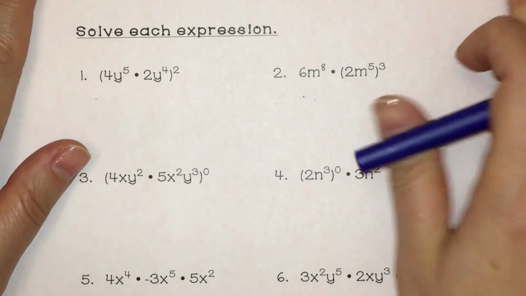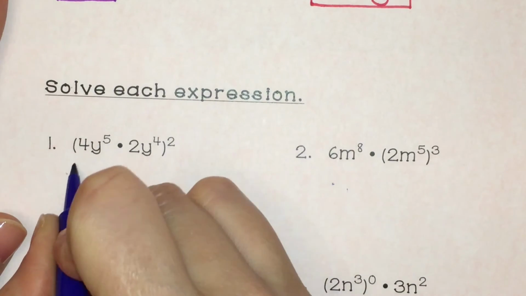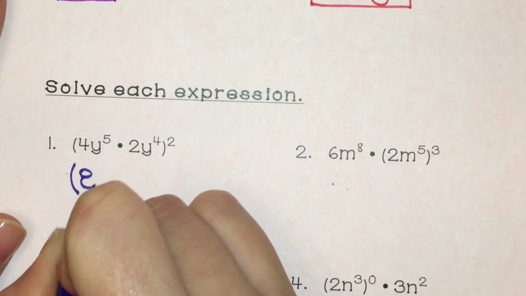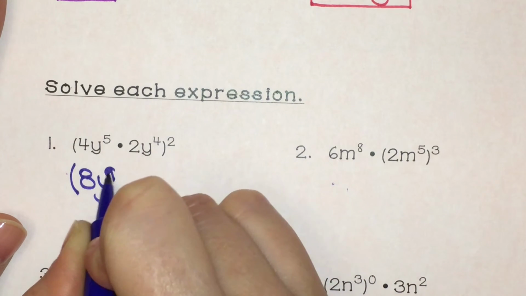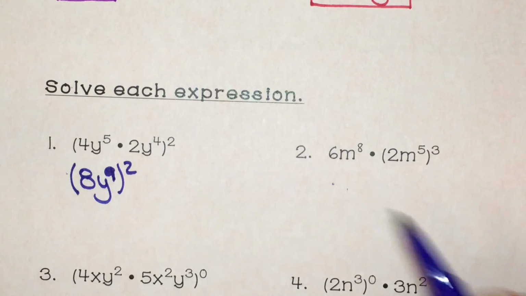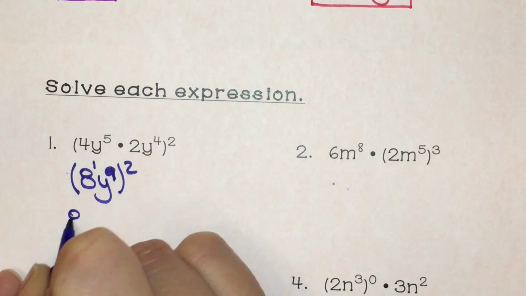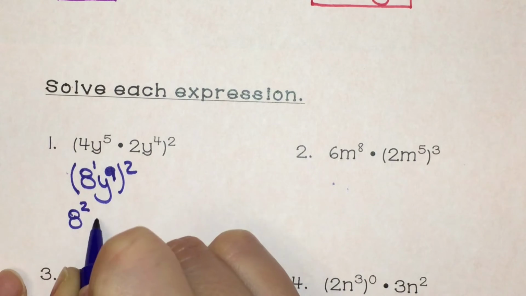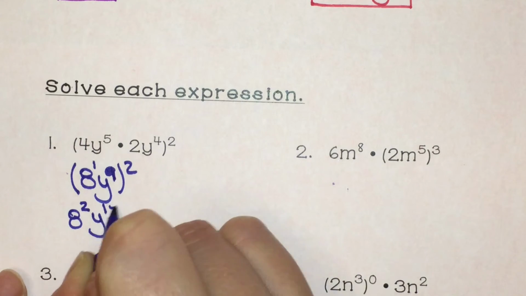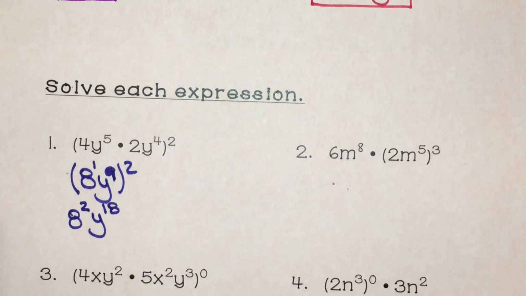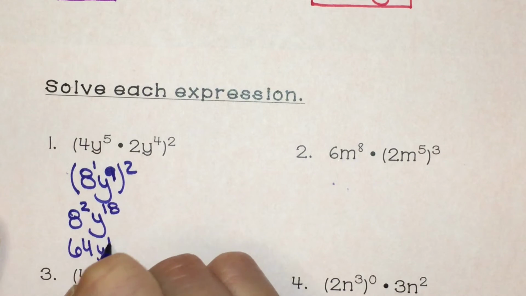All right, so first one, let's do what's inside first. So we have 4 times 2 is 8. Y to the 5 plus 4 is 9. All raised to the power of 2. So remember, multiply exponents inside by the one on the outside. Keep the base the same. 1 times 2 is 2. Keep the base of y the same. 9 times 2 is 18. Now I'm going to multiply this out. 8 squared. 8 times 8 is 64. Y to the 18th.